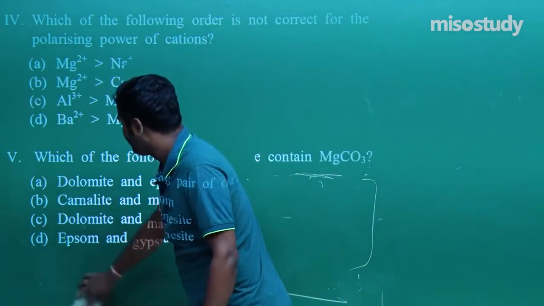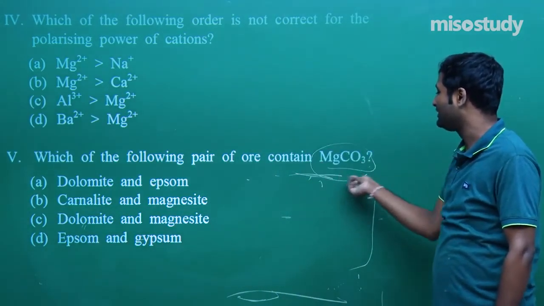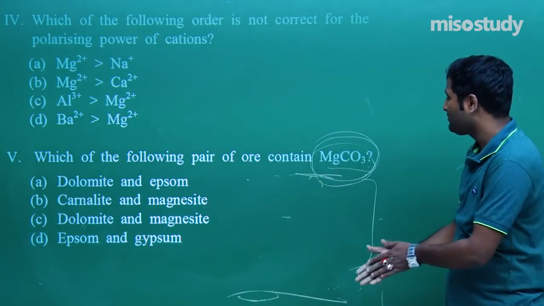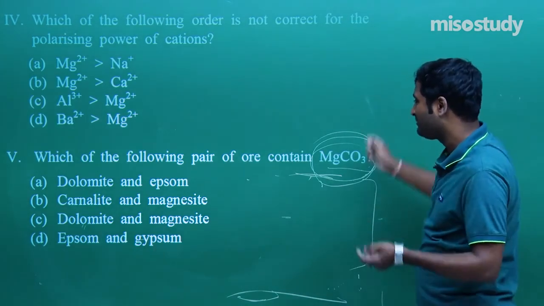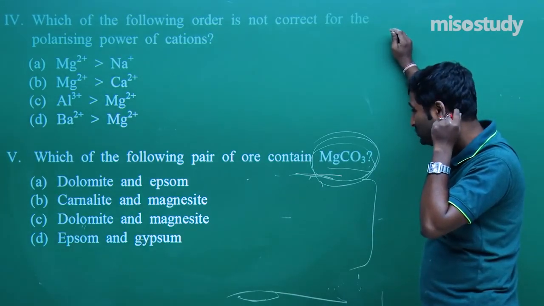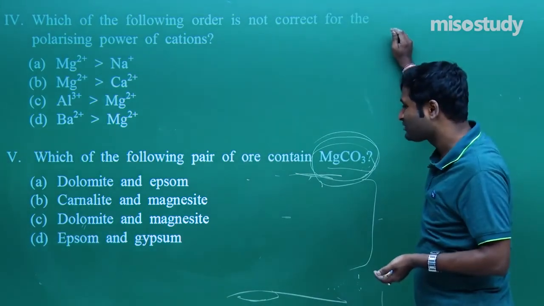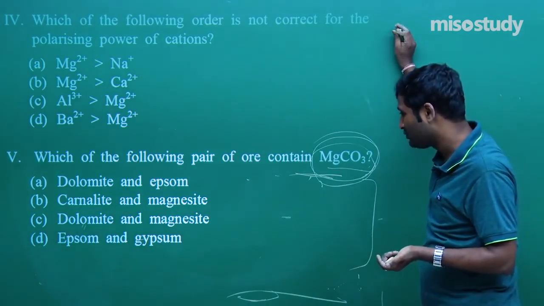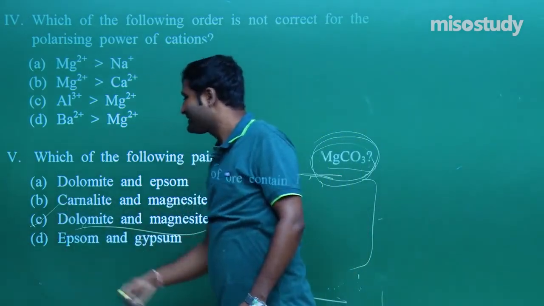And now let's move to, which of the following pairs of ores contain MgCO3? Can I leave this question for you? This is a completely theory based question. So dolomite and epsom: epsom is MgSO4, not MgCO3. Carnallite, KCl·MgCl2, not dolomite. Magnesite and dolomite, yes. Gypsum is CaSO4, am I right? And epsom, as I told you, is MgSO4·7H2O. So this is the correct option, dolomite and magnesite. So for this, C is the correct option.